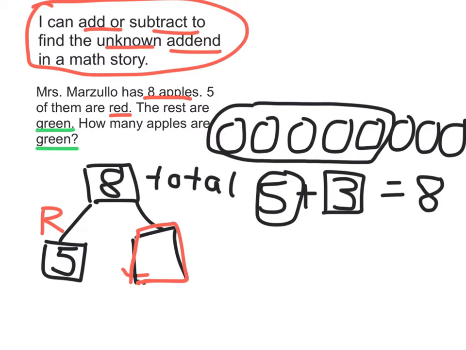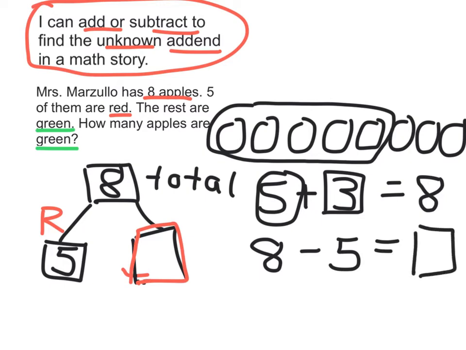Another way I could solve that is 8 minus 5 equals, and I would solve that by counting back from 8, 5 times, and that's going to give me 3. So my unknown over here is 3. This is how many apples are green.